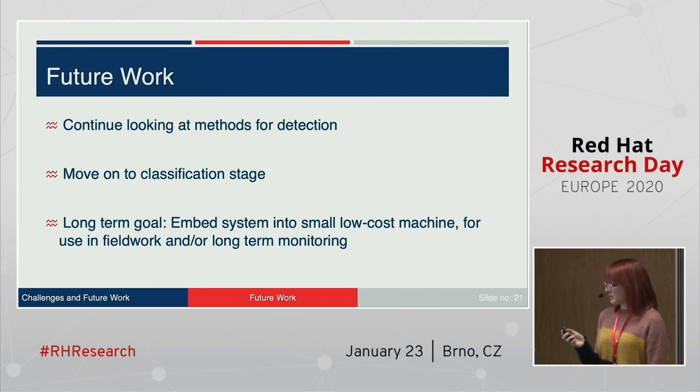And we also then want to move on to the classification stage. So for the classification stage, I'm going to have no labels to know, okay, this is Fred's signature whistle, this is Bob's signature whistle. So I'm going to have to use some form of unsupervised learning method, possibly clustering. And then my long-term goal for my PhD is to try and embed all of this system into some form of low-cost machine so you can use it in the fieldwork and also possibly in the long-term monitoring.